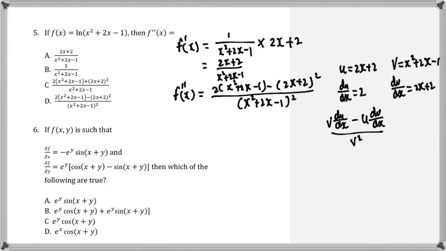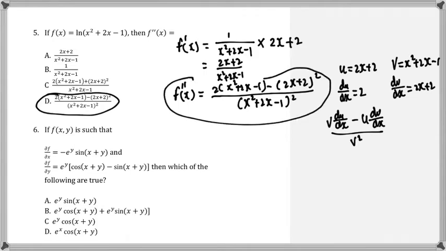Does this look like anything here? That's the question. Kinda does. If we look at D and this here, kinda does. Those two things are the same. So we're good enough. These are answered there for question 5.